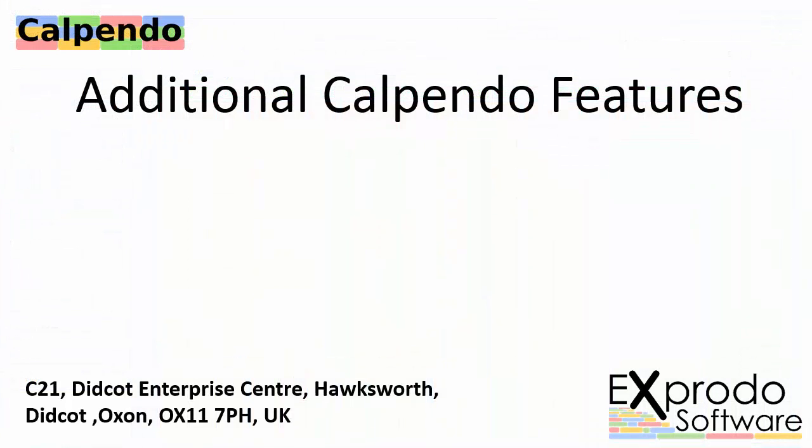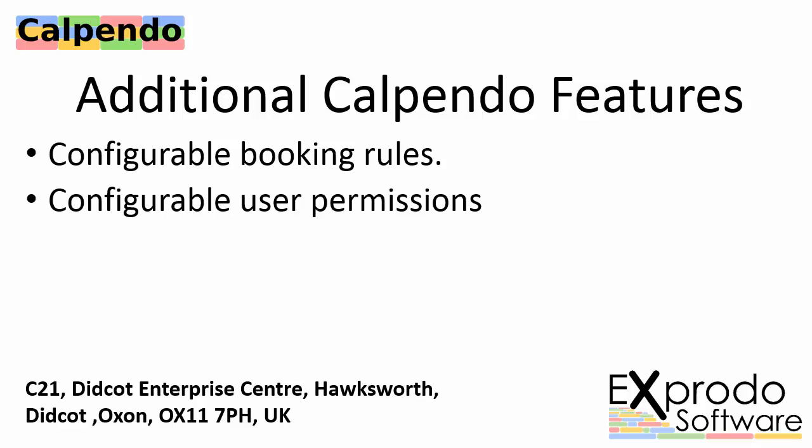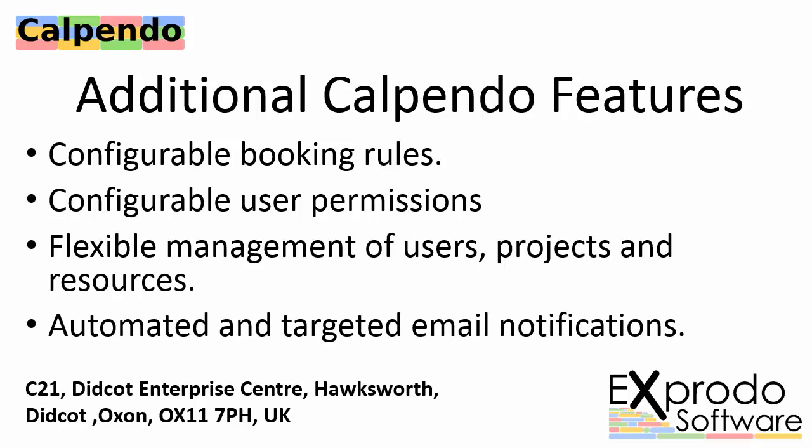Calpendo also has configurable rules to control who can book which resources and when, configurable permissions to control who can see or edit any information in the system, flexible management of users, projects and resources, automated and targeted email notifications.